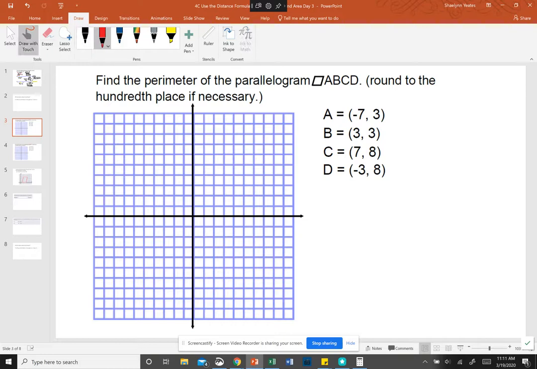All right, so for this one, we need to first plot the points. And once we plot the points, we are looking for the perimeter. Notice that this isn't asking for area. That makes our life a little easier.